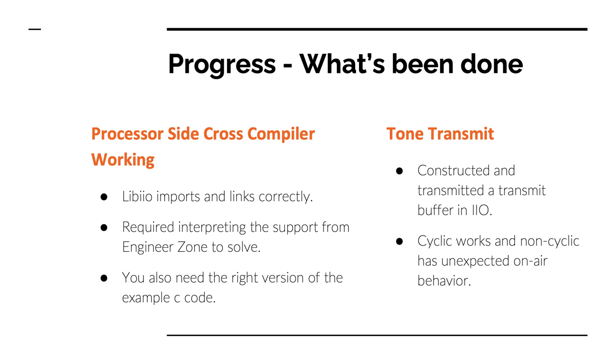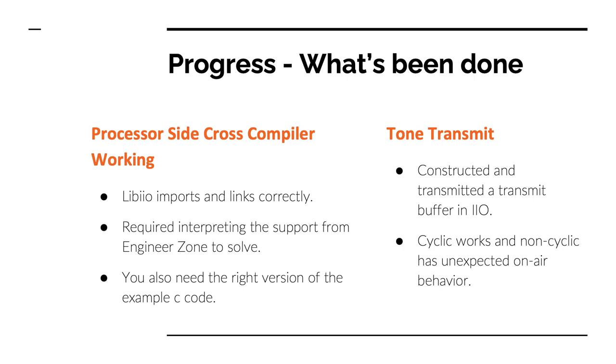There's a difference here between cyclic buffers and non-cyclic buffers in the transmitter. So cyclic actually works. We got that working. Non-cyclic has some weird, unexpected on-air behavior. We're not sure if it's because we're overloading the ARM A9 or what, but cyclic is now rock solid, stable, ran overnight, makes a tone. Cyclic buffer means you write to the buffer once and it transmits over and over and over. So if you're never going to change your output buffer, that's great.